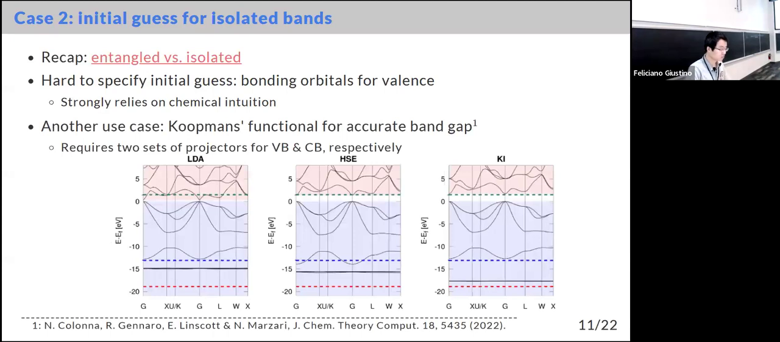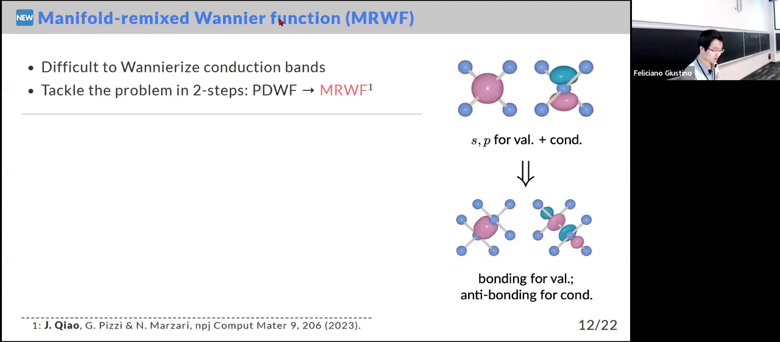Another use case is the Koopmans functional for improving the description of the band gap. In this algorithm, it requires two sets of projectors for the valence and the conduction band respectively. So that is also the reason why we're trying to solve the problem. For this application, we introduced another algorithm called manifold remixed Wannier function. Here the most severe problem is to Wannierize the conduction band, which involves both disentanglement and specifying a good set of initial projectors.